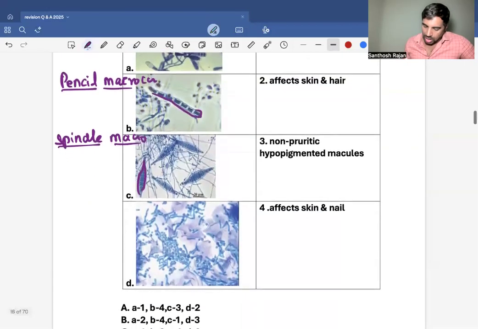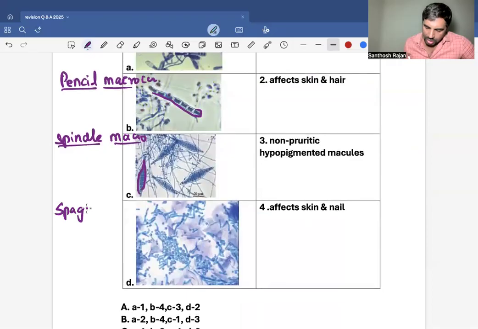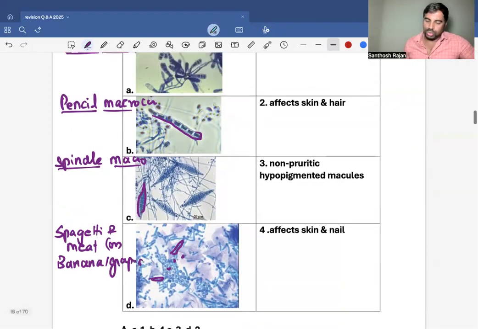The last one, I'm seeing a beautiful, delicious spaghetti and meatball. Or sometimes I'm seeing banana and grapes. So these are spaghetti and meatball, or you can say banana grapes. Okay, this will already give you a clue.